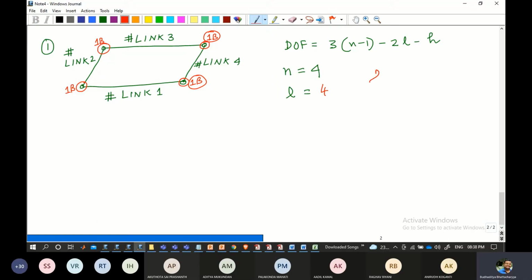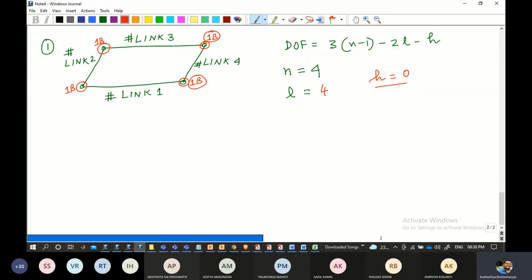And we are observing here that h is equal to 0. Why h is equal to 0? Because you can observe that in this mechanism, no such joint exists where there is a roller or a gear mechanism or another surface that is touching on top of it. Nothing is there. So there is no higher order pair, hence h is equal to 0.